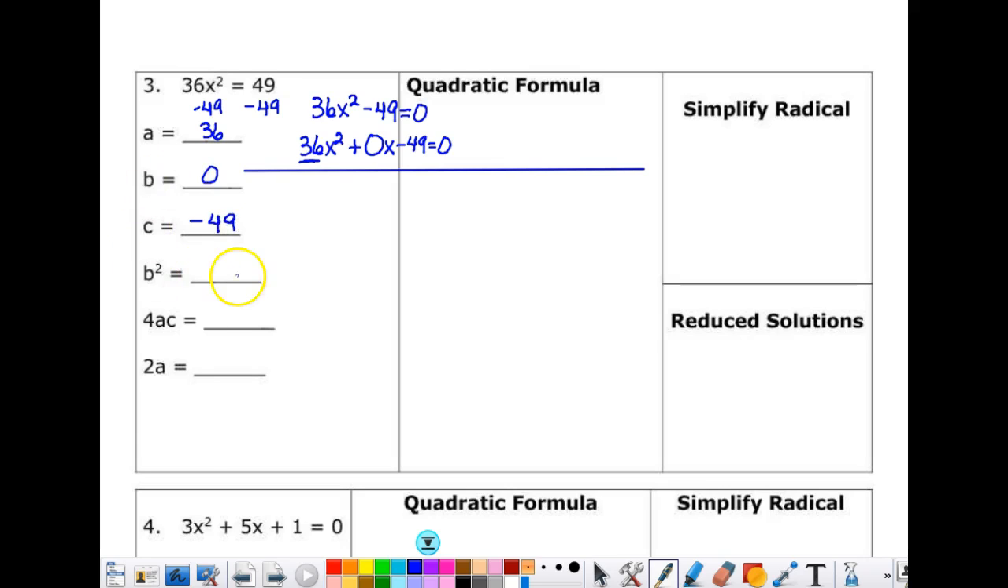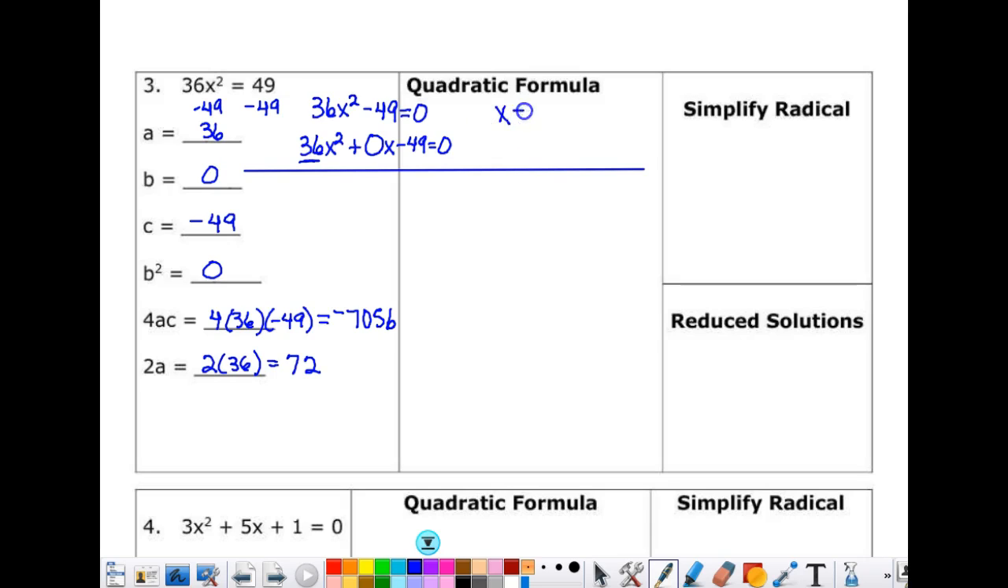Well, b squared, that's 0 squared, that's still a 0. 4 times 36 times negative 49 is, I have to reach for your calculator, we can't do that one in our head, negative 7,056, and don't worry, it's all going to work out. And then 2 times 36 is 72. Okay, so now we're ready to use the quadratic formula.